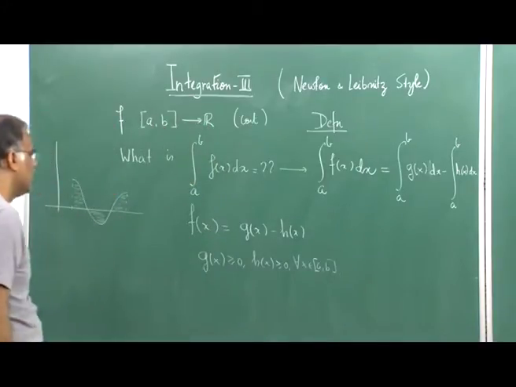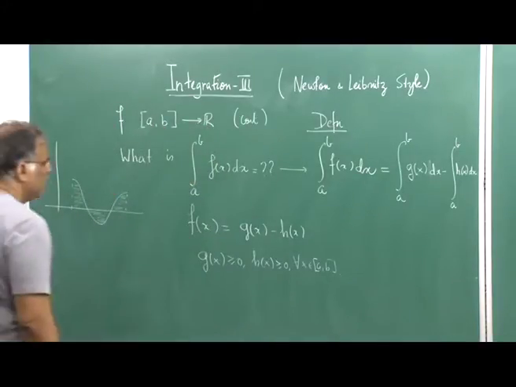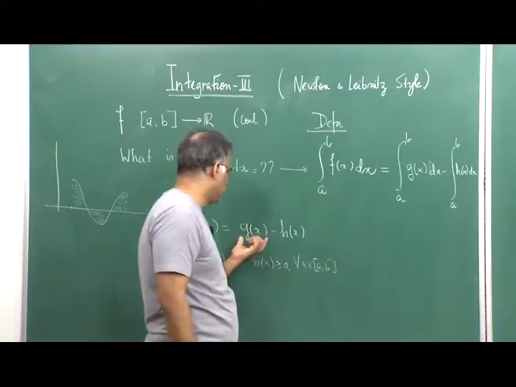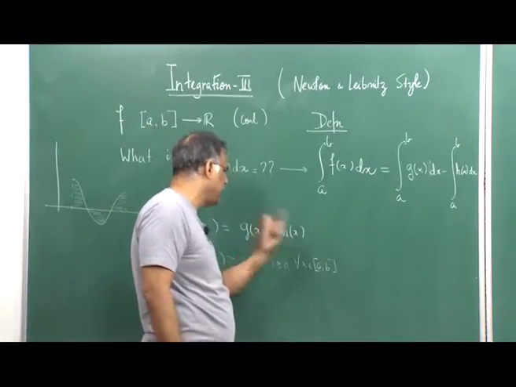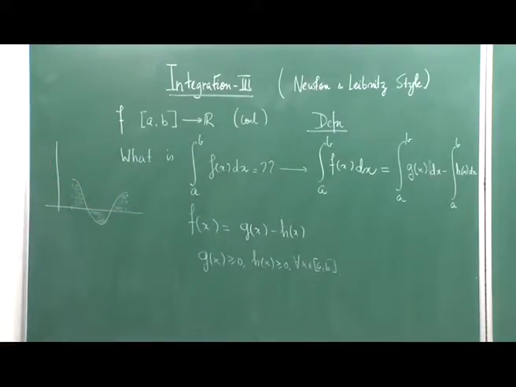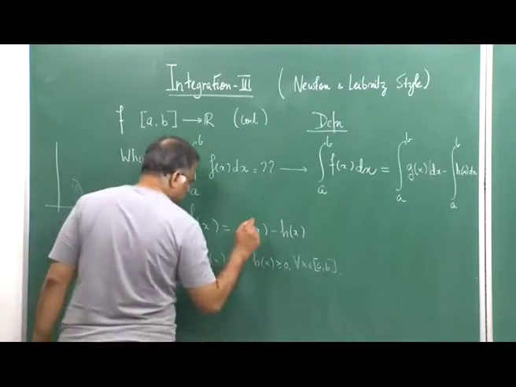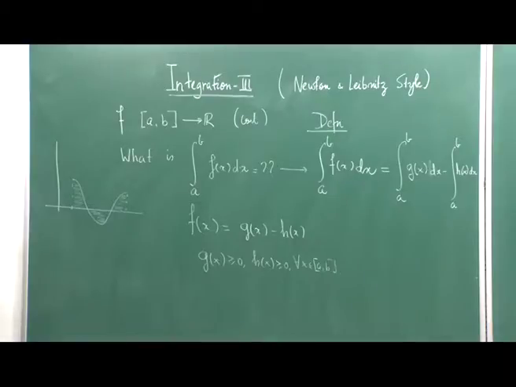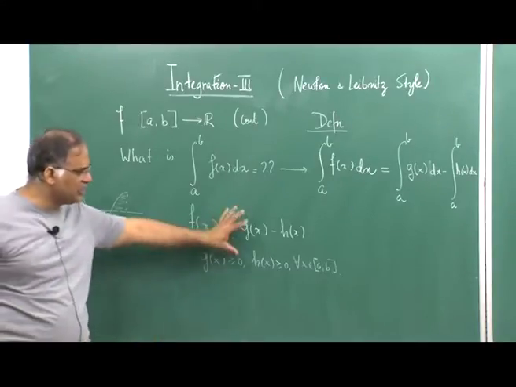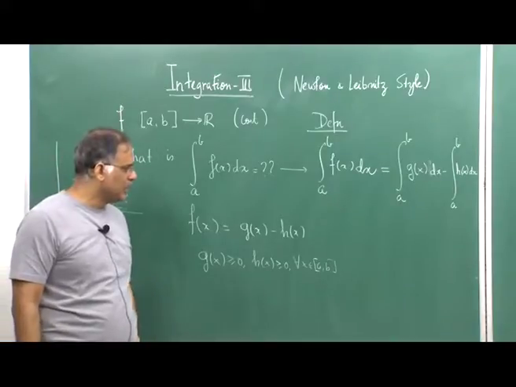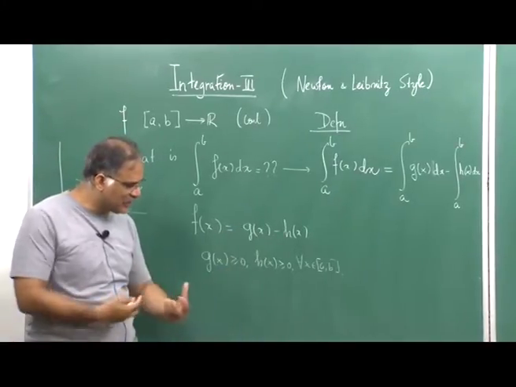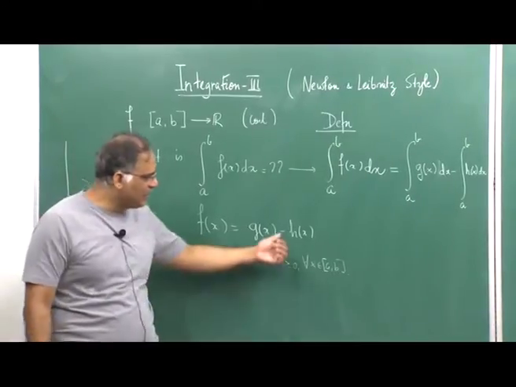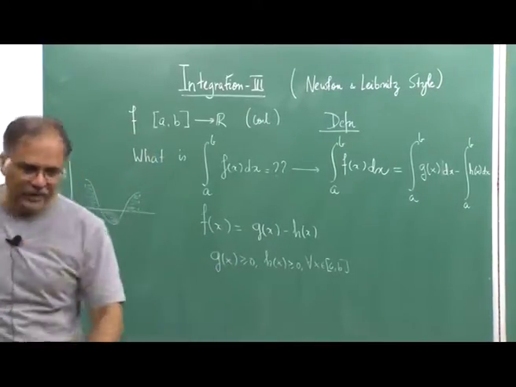So what it says is that if f has g(x) and h(x) as its components, that is f(x) = g(x) - h(x), then the integral of f(x), the area under f(x), means that you first calculate the area under g(x), then calculate the area under h(x) and subtract it. So anything with a negative sign has a negative area, that sort of idea is in here.